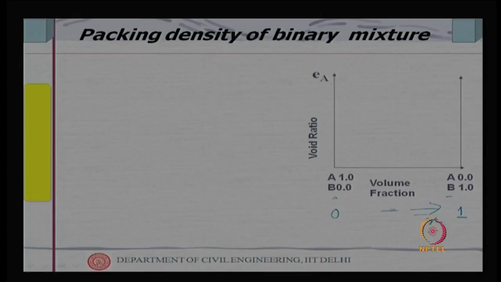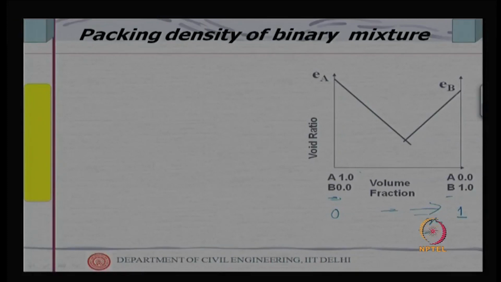EA stands for the void ratio of A alone. So when I have only A, this is the void ratio of A. When I add a little bit of B, the void ratio reduces, and similarly here it is EB initially, and as I add a little bit of A, in other words reduce the volume of B, the void ratio should reduce in this manner, linearly with x. So as x reduces from 1 to a smaller value, EB reduces, that is what we have seen through those equations.